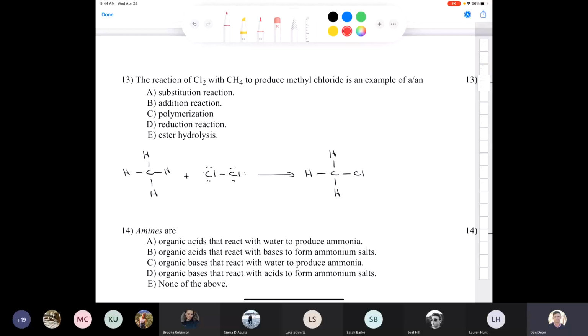Then what's going to be left over? I'm going to have the hydrogen that I lost plus one more chlorine atom. So that means that I'll have this product, methyl chloride, plus HCl, hydrochloric acid, or hydrogen chloride. So this is my methyl chloride. Now, what kind of reaction is this? I've got substitution, addition, polymerization, reduction, and ester hydrolysis. This is a substitution reaction because I'm substituting this hydrogen for this chlorine, right? I'm just substituting one atom for the other, A.